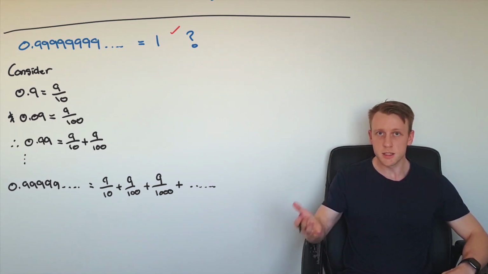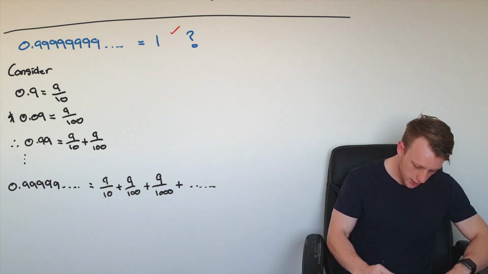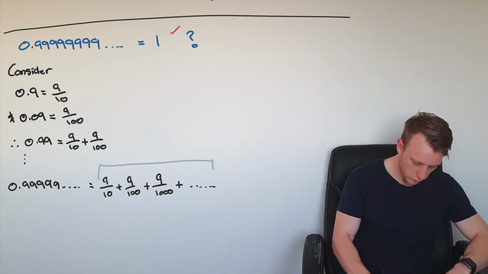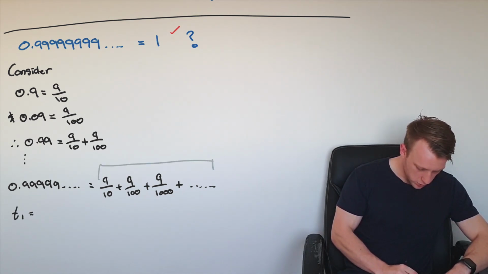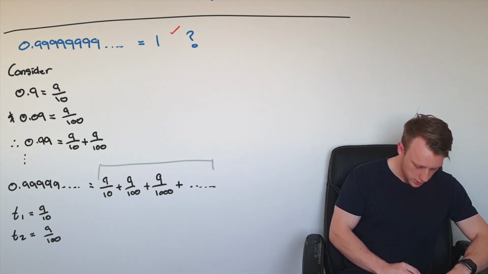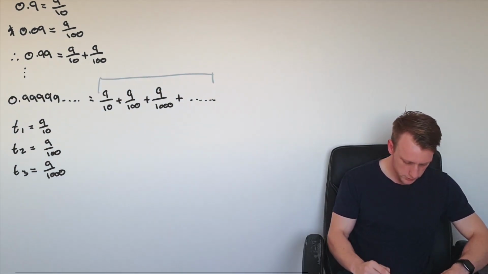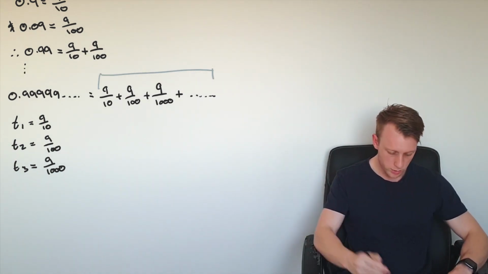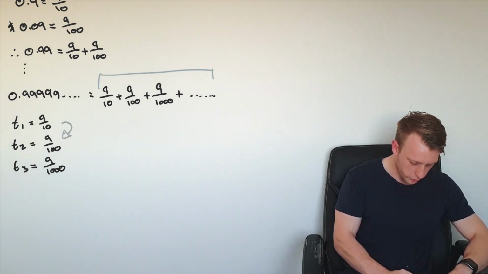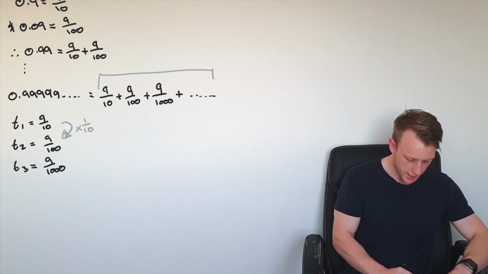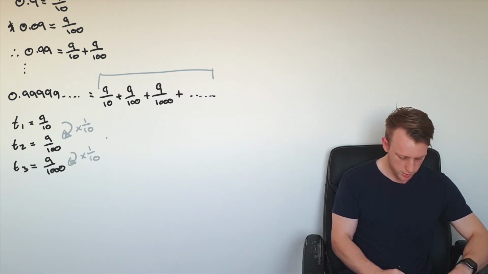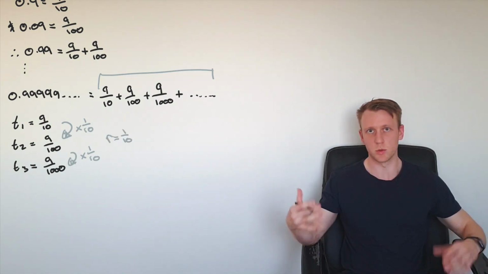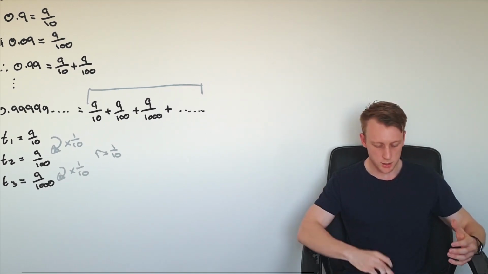And what actually forms from that is a geometric sequence, because if you just considered this list of numbers right here, T of 1 is equal to 9/10, T of 2 is equal to 9/100, T of 3 is equal to 9/1000, and so on. And what we're really saying here is, well, we can spot a common ratio. It's a 10th. We're just multiplying through by a 10th. So we've got r is equal to a 10th.